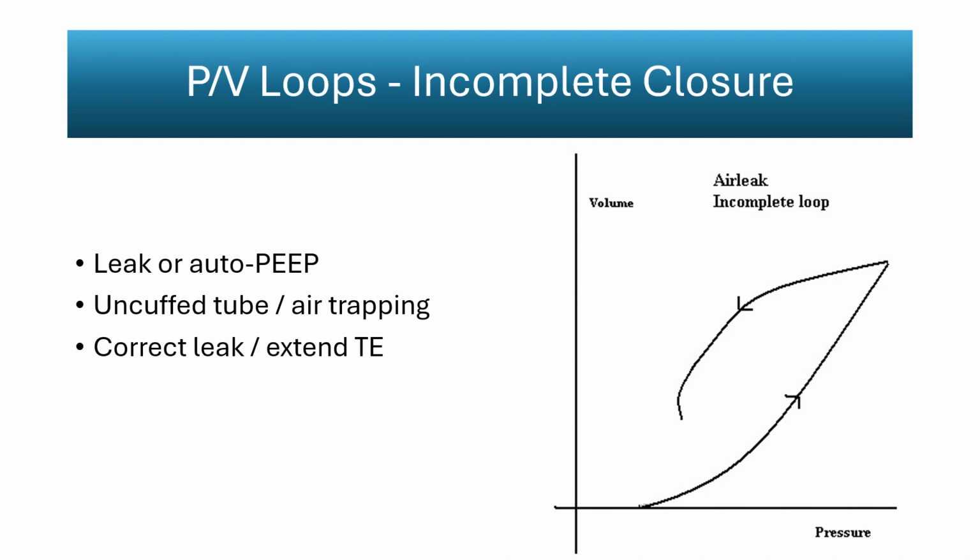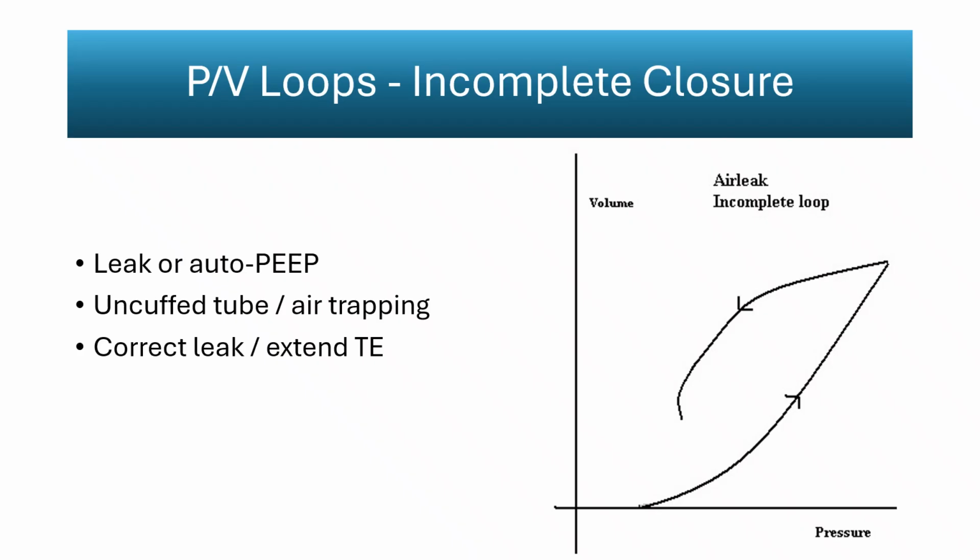One common cause is a leak around an uncuffed endotracheal tube. During expiration, part of the exhaled gas escapes around the tube, rather than passing through the circuit where volume is measured. Because the ventilator only records volume that returns through the sensor, the expiratory limb stops early. The loop remains open because not all of the delivered volume is accounted for during the return path.